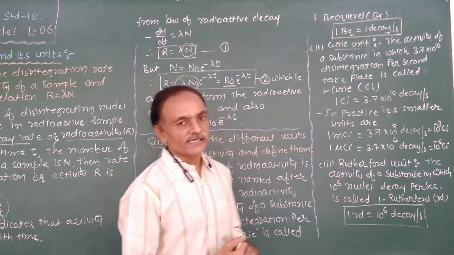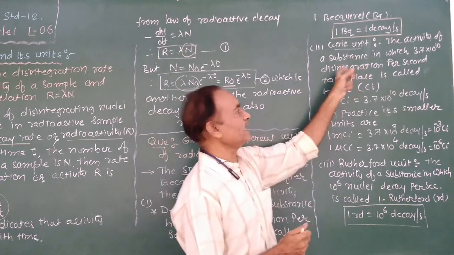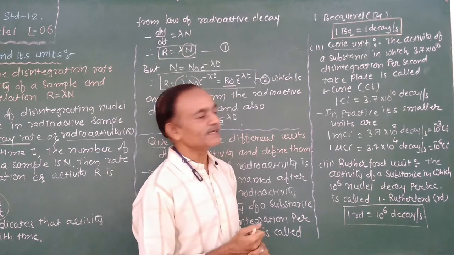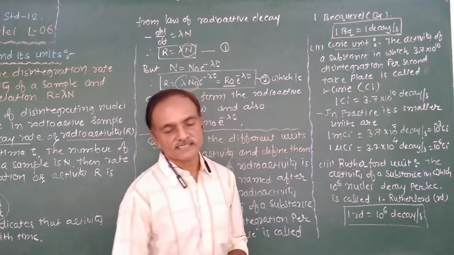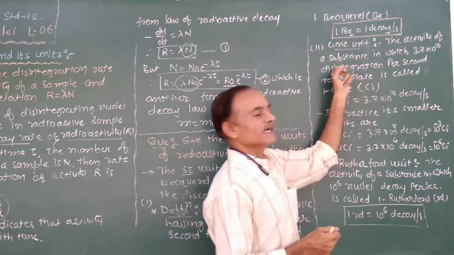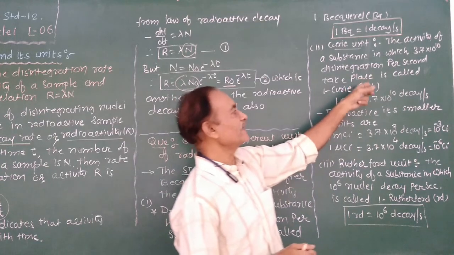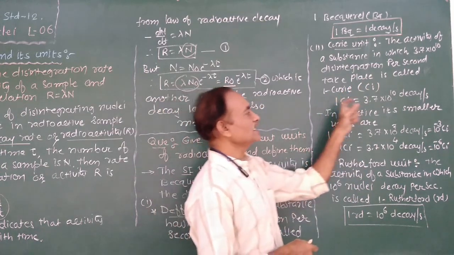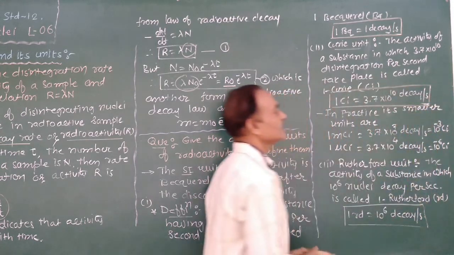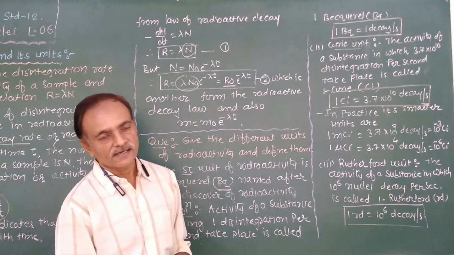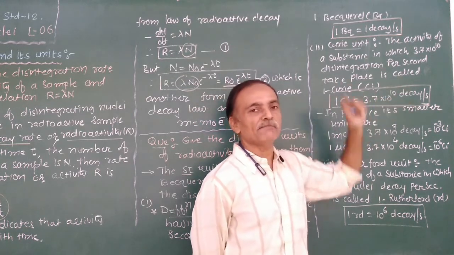Now, second is the Curie unit. The activity of a sample in which 3.7 × 10¹⁰ disintegrations per second take place is known as 1 Curie, and that is denoted by Ci. Therefore, 1 Curie is equal to 3.7 × 10¹⁰ disintegrations per second, and that is also equal to 3.7 × 10¹⁰ becquerel.